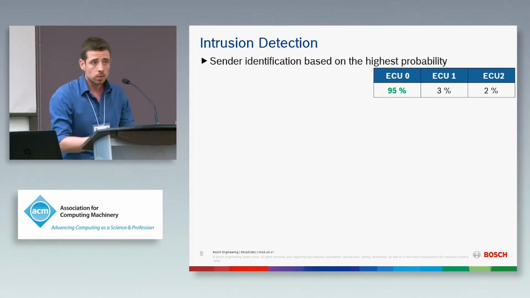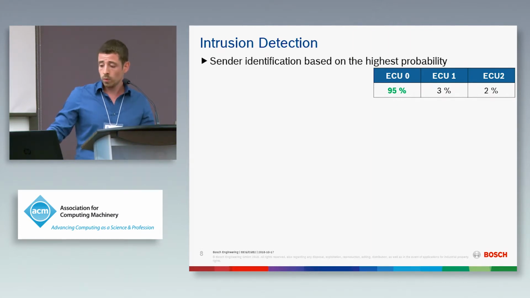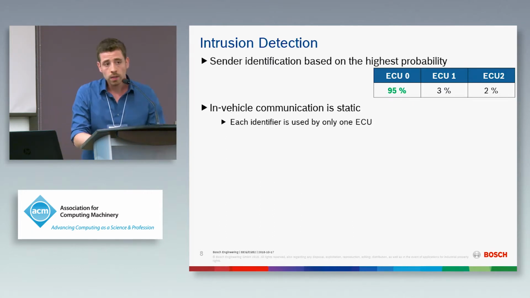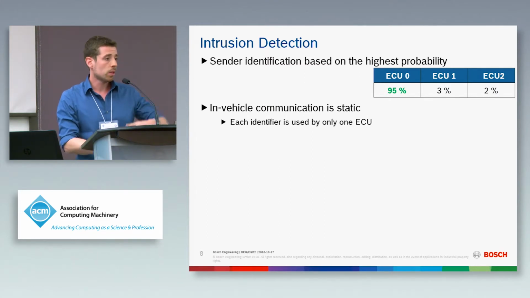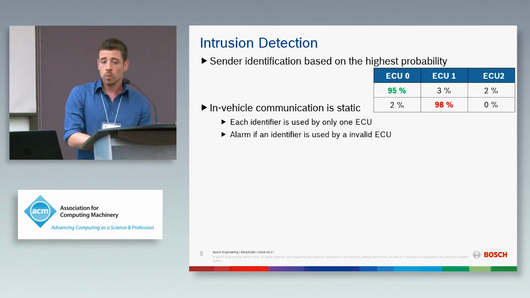Based on this classification, we can now decide if we want to trigger an alarm or not. Of course, you can just choose the highest probability. Here, for example, ECU 0 seems to be the sender of the received frame. And as we know that the communication is static in in-vehicle communication, we can say, okay, identifier 10, for example, is normally sent by ECU 0, and then everything is fine. But what if another ECU was selected as the sender? Then we can trigger an alarm because we know that it's normally not allowed to use this identifier.